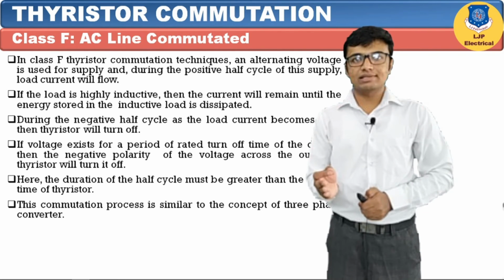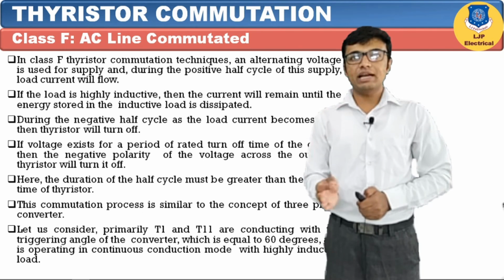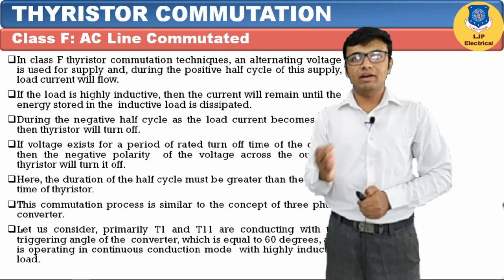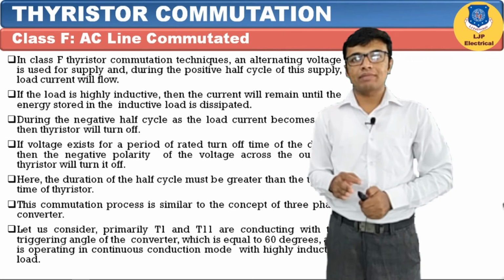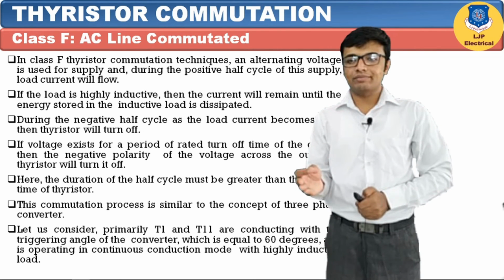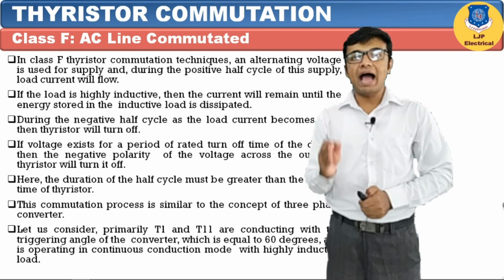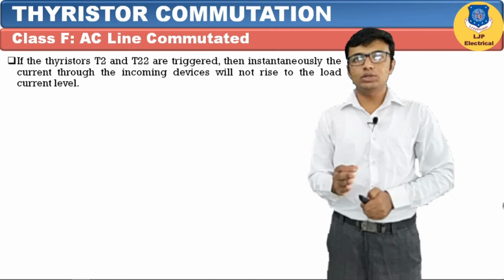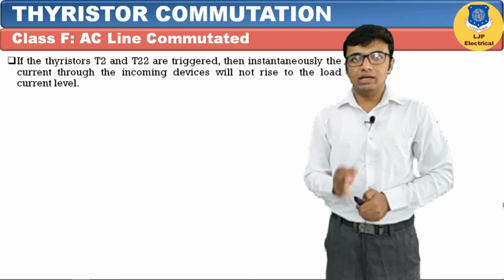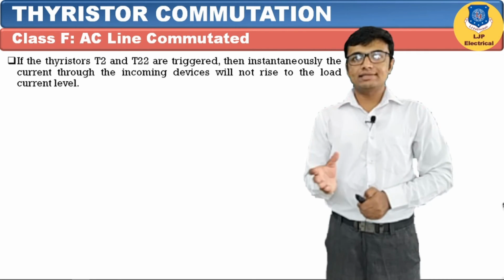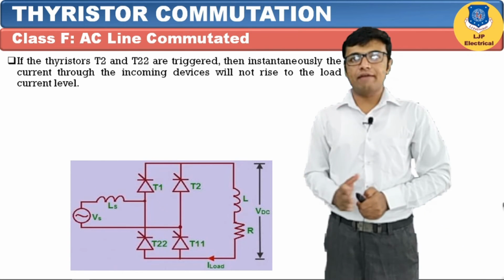This commutation process is similar to the concept of a three-phase converter. Let us consider primary T1 and T11 are conducting with the triggering angle of the converter equal to 60 degrees and operating in continuous conduction mode with a highly inductive load. If the thyristors T2 and T22 are triggered, then instantaneously the current through the incoming device will rise to the load current level. So this is the circuit diagram of class F commutation.